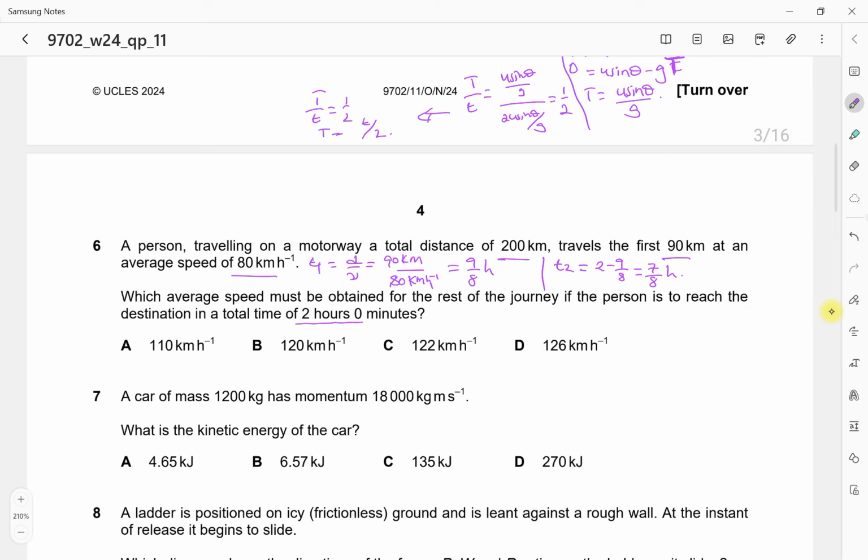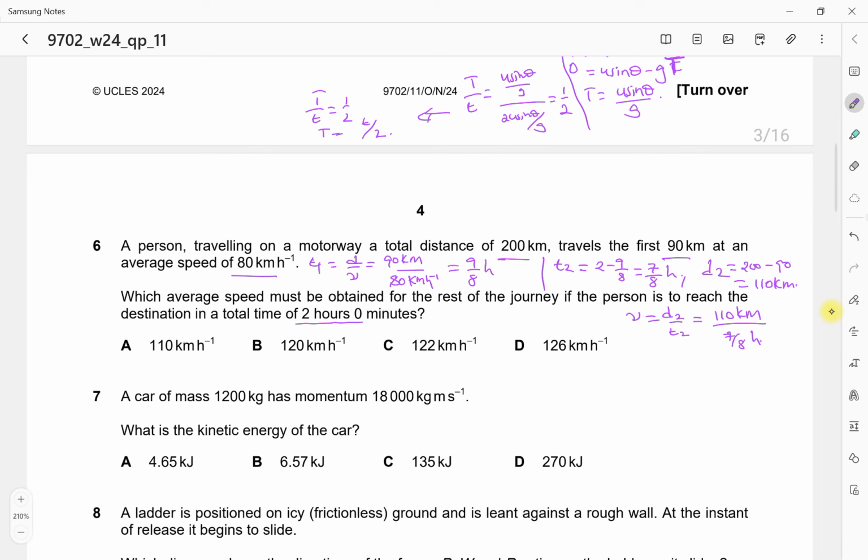Then the distance for the second journey, I will call it D2, is going to be 200 minus 90, which is 110 kilometers. Therefore, I can now find the average speed, because speed is equal to distance over time, so it will be D2 over T2. So D2 is 110 kilometers divided by T2, which is 7/8 hours.